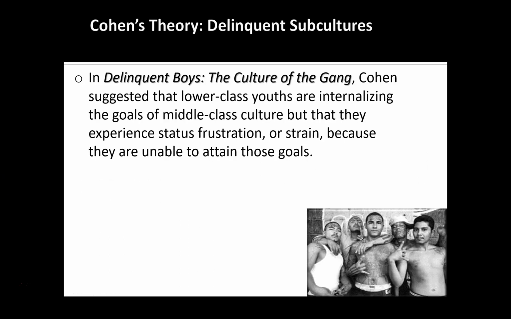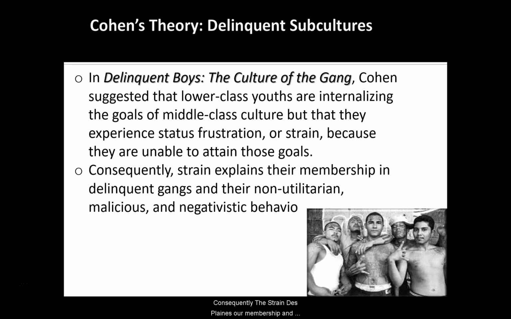So, another theorist, Cohen's theory, delinquent subcultures. In delinquent boys, so let's look at boys, for example, the culture of the gang. Cohen suggested that lower class youths are internalizing the goals of middle class culture, but that they experience status frustration. So they want to move on. They want to better themselves. So that's in them. But they experience status frustration, meaning I can't get there. Or I'm being told there's no way I can get there. No one to motivate me. So we call it strain, okay? Because they're unable to obtain these goals. So they turn to gangs. So consequently, the strain explains their membership in delinquent gangs and their non-utilitarian, malicious, and negativistic behavior. Cut that off, but you get the point.